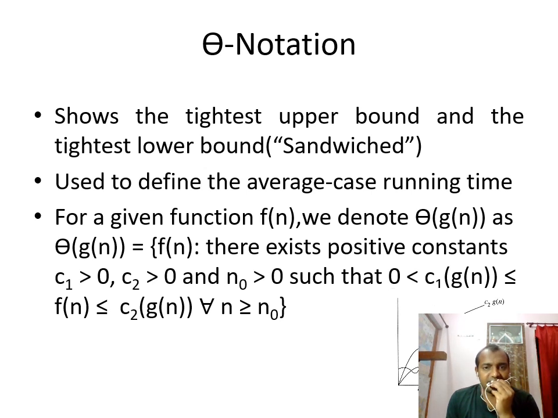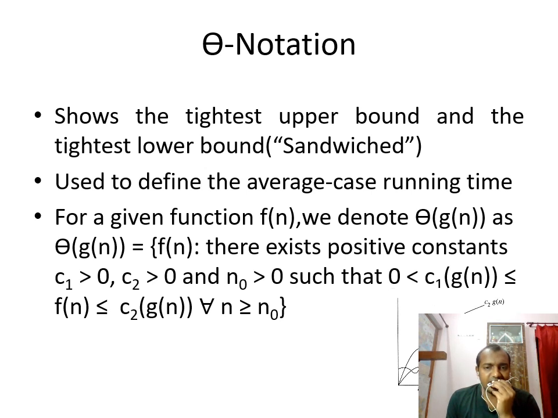First is theta notation. Theta notation shows the tightest upper bound and the tightest lower bound. It means the function is sandwiched between the tightest upper bound and the tightest lower bound. It is used to define the average case running time of the given algorithm. This is the mathematical definition of the theta notation.